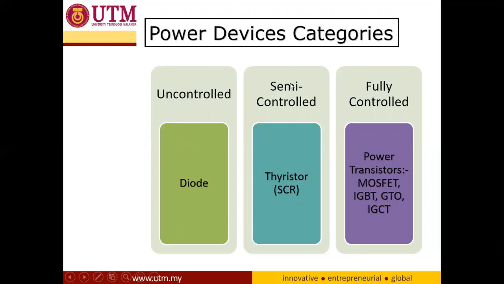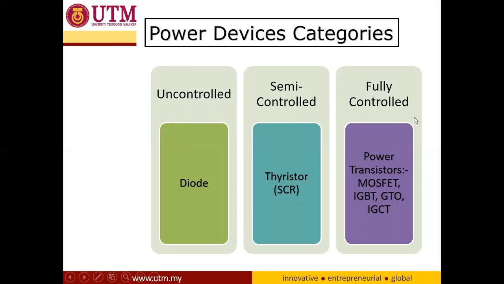And the second group is the semi-controlled, which is the thyristor or SCR. Semi-controlled means that we can turn on the thyristor, but we cannot turn it off. To turn off the thyristor, it actually depends on the circuit, whether it is reverse biased.